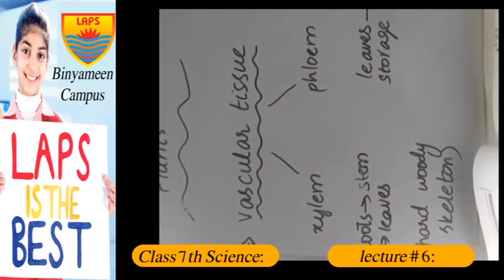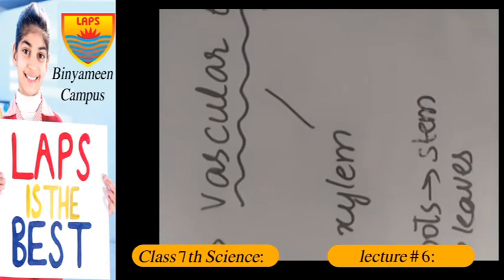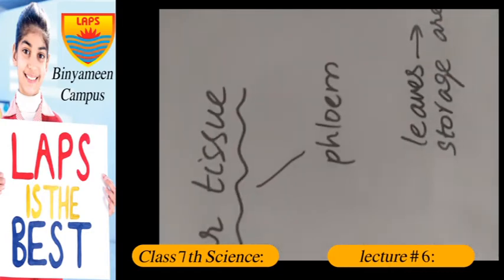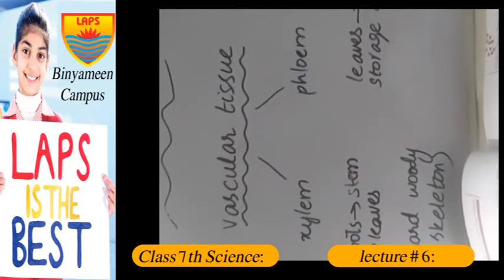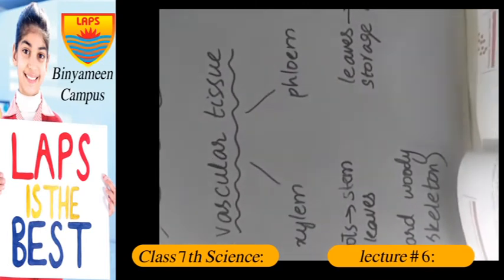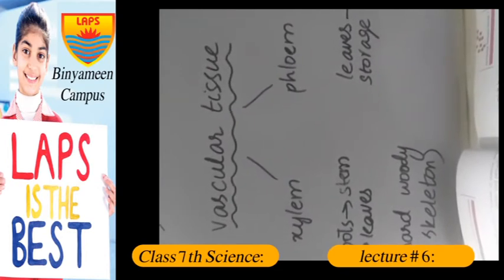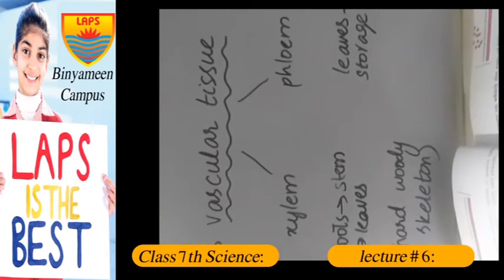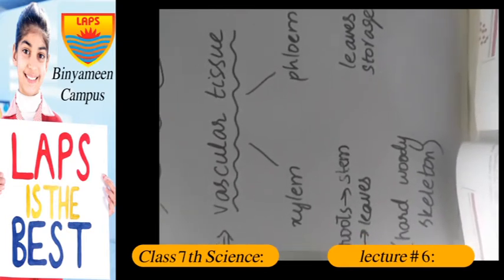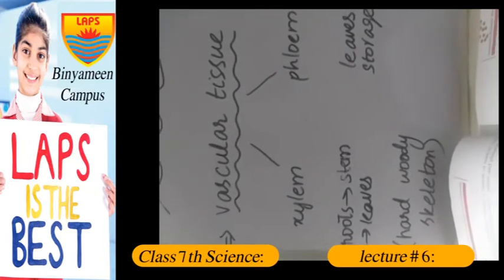It consists of two types of tissue: the xylem, and the phloem. Two types of vascular tissues, the xylem and the phloem. Xylem tissue is made up of tubes called xylem vessels, and xylem tissues form the hard and woody skeleton of the plant.